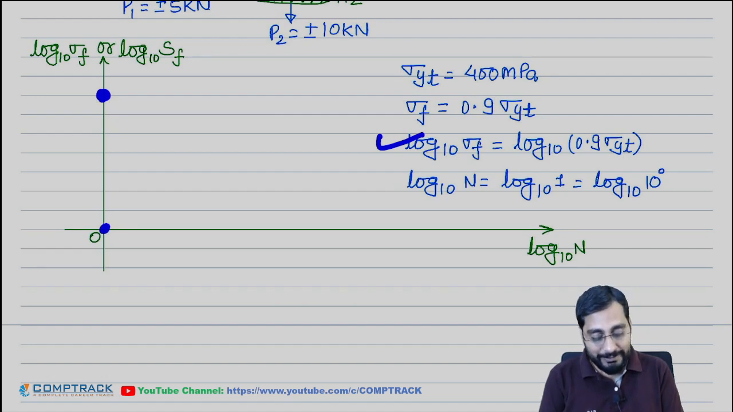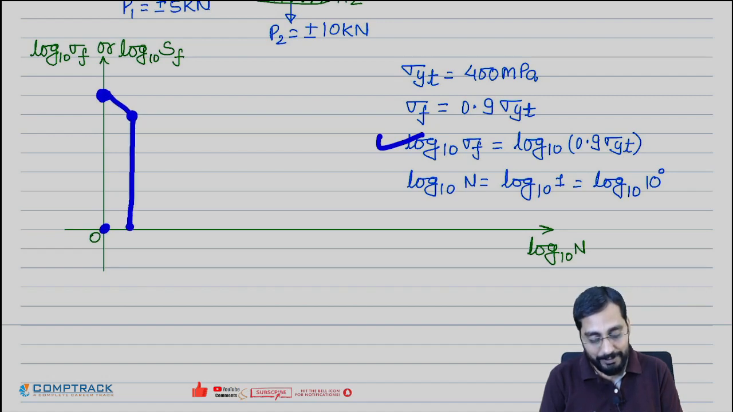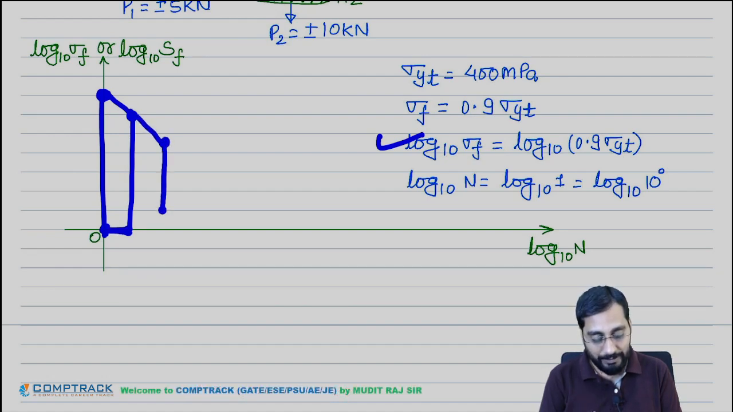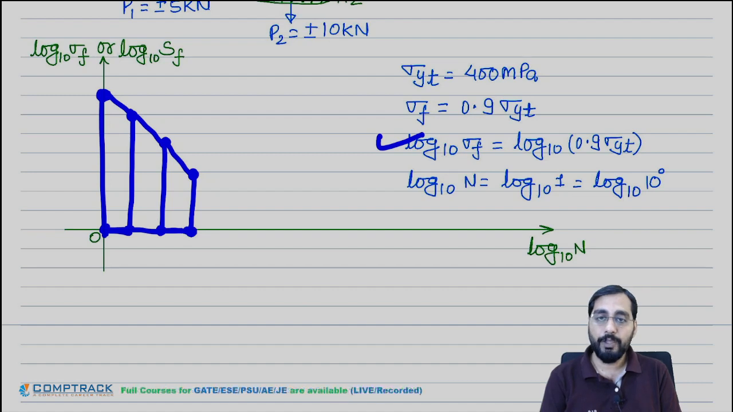When you decrease the value of stress, let's say the value of stress is this, then the number of cycles will increase. Number of cycles will be this much. If you again decrease the value of stress, the number of cycles will increase. If you again decrease the value of stress, the number of cycles will increase. Got the point or not? So when you are decreasing the value of cyclic stress, the number of cycles is increasing.